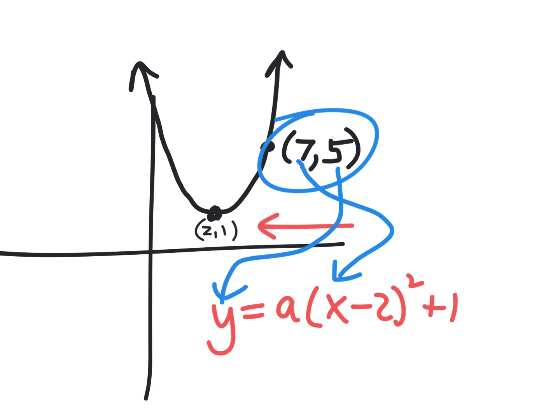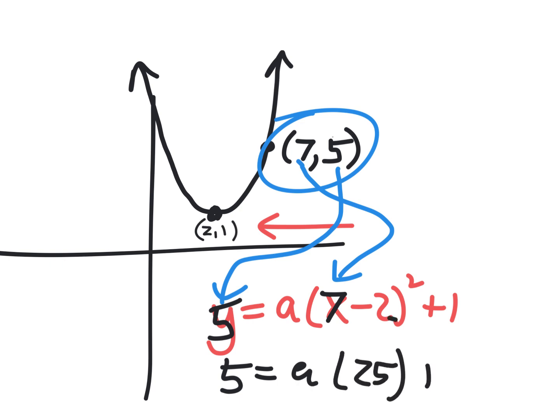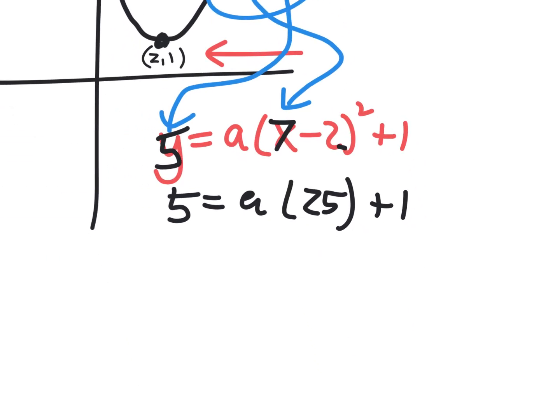All right. So Ethan T, help me again. Where am I supposed to put the 7 and the 5? The 5 goes to the y's and the 7 goes to the x's. Correct. All right, so now I have 5 equals A, and then I do 7 minus 2, which is 5. 5 squared is 25, plus 1. And then, what am I doing here?